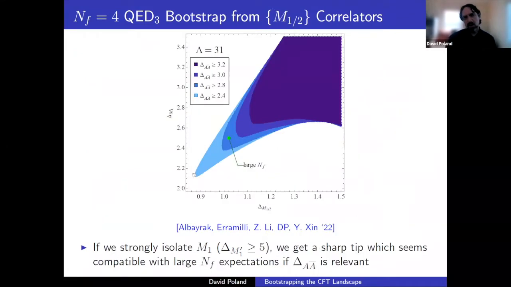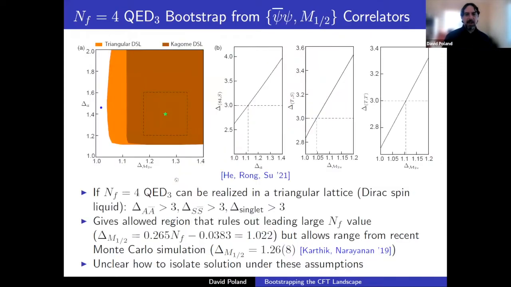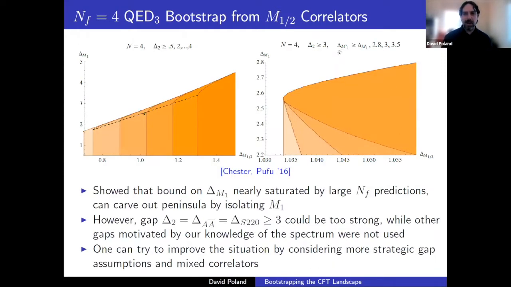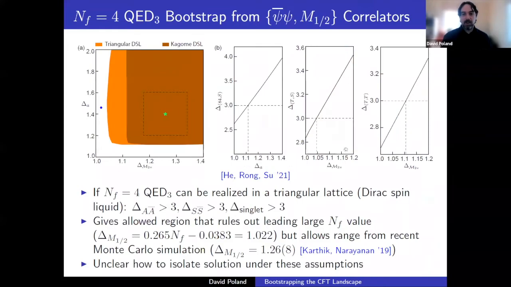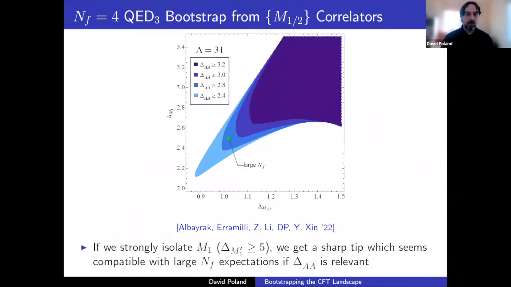Now our group took a different perspective, and we thought maybe we should see what happens if we get more aggressive with our gap assumptions. So one thing we looked at is what happens if we make the gap until the M1 prime operator even bigger. Here in this table, the second operator above M1 with the same charge and quantum numbers, you estimate at large N has a scaling dimension of 6.15. And so you can actually try to make this gap pretty big if you trust that large N estimate.